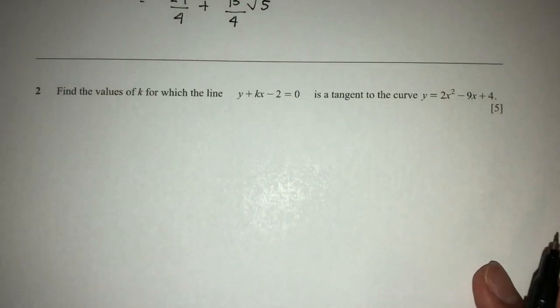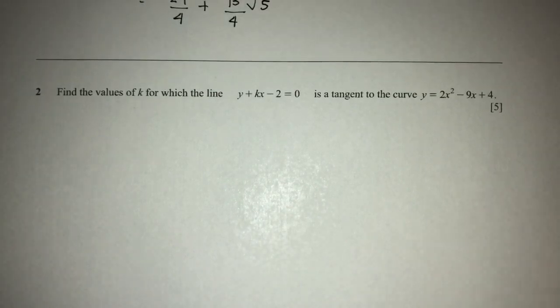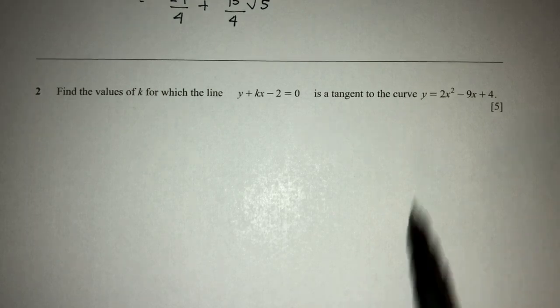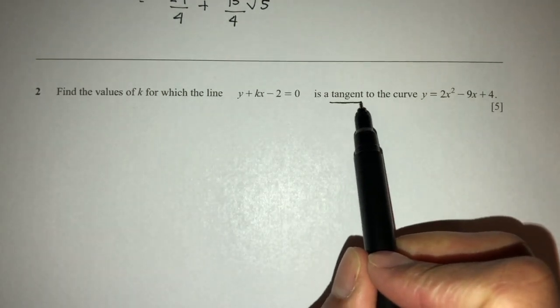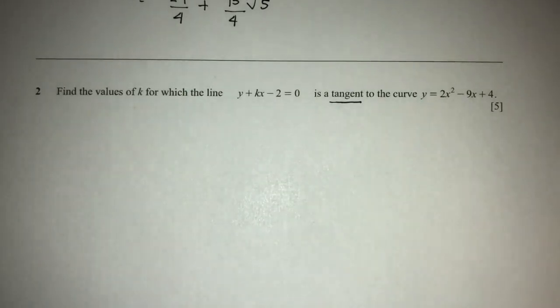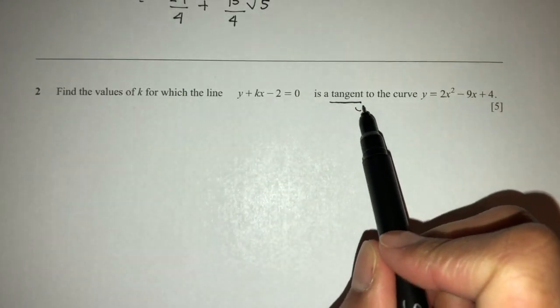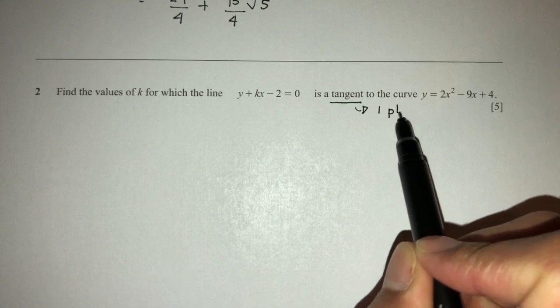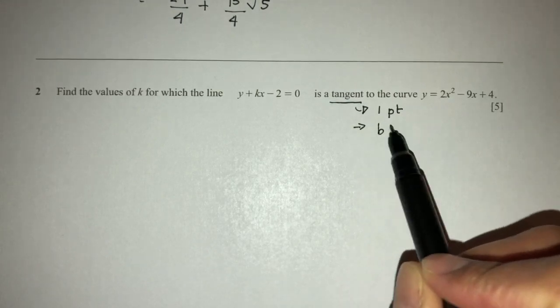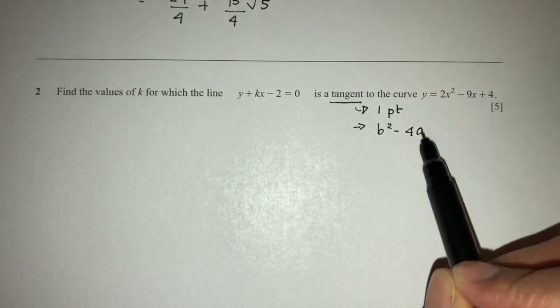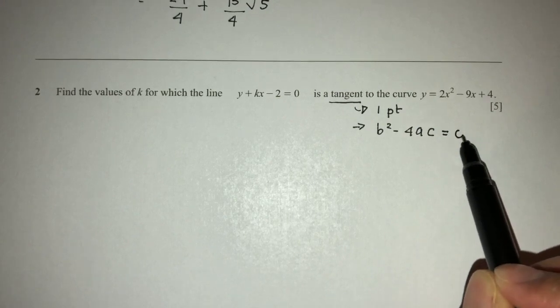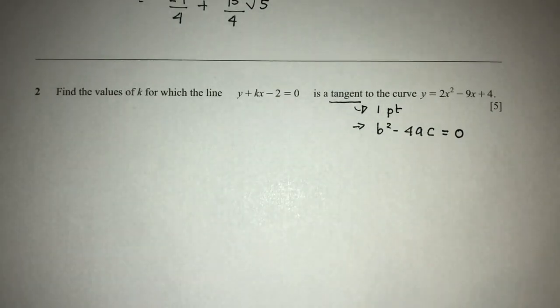Now let's move on to question number 2. Here we have to find the values of k for which the line is a tangent to the curve. Now what does that mean? Tangent means the line meets the curve at only one point. So if they meet at only one point, we know that b squared minus 4ac has to be 0. That's what we know from that information.